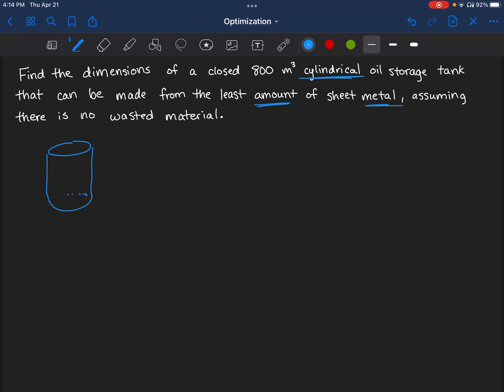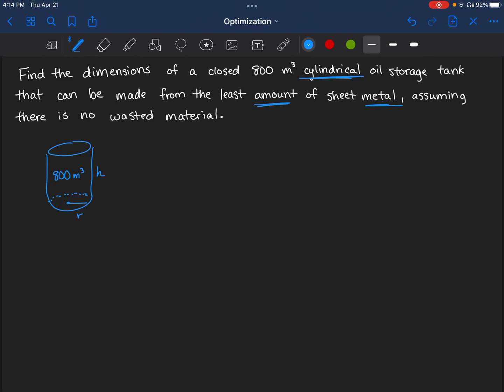All right, there's my cylinder. We know that every cylinder should have a radius and a height, and we know that the volume of this thing is supposed to contain 800 cubic meters. Now again, the purpose of this is to try to minimize the amount of metal that is used for, in this situation, the top, the bottom, and the sides of this cylinder.